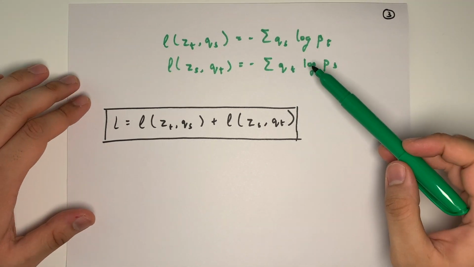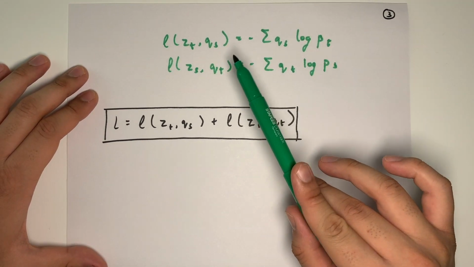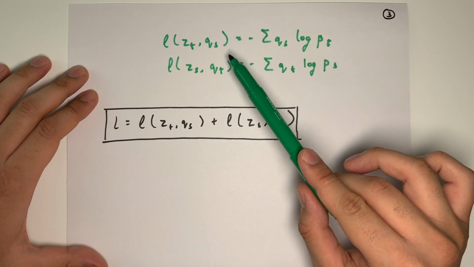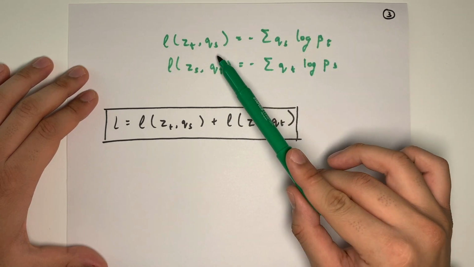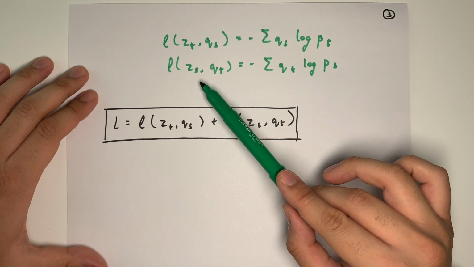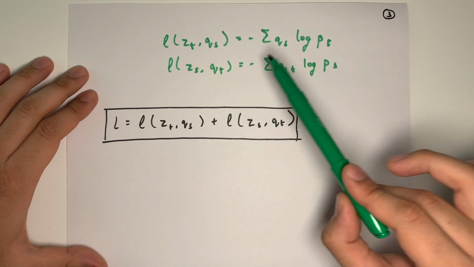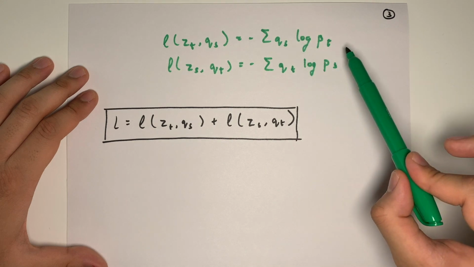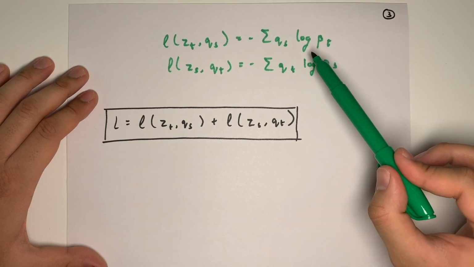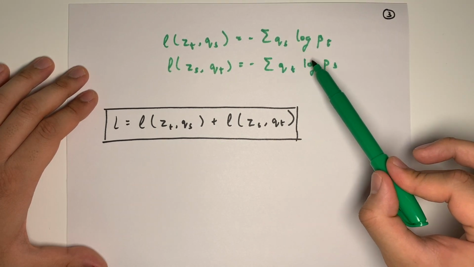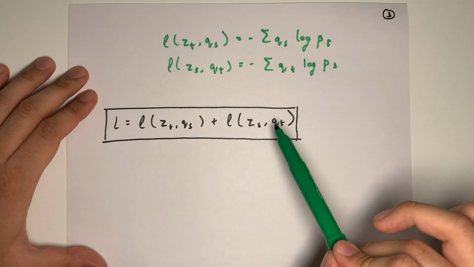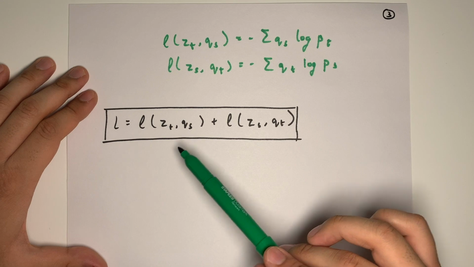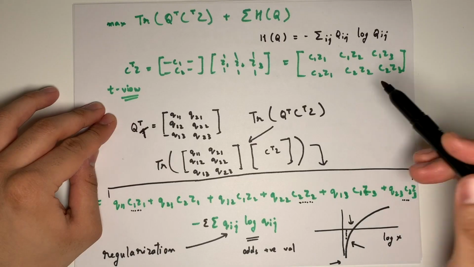So combining these ideas together, we use Zt to predict the assignment of the other view, and hence Qs, and we use Zs to predict the other assignment Qt. And these are the two cross-entropy loss formulations. You have a summation over Qs log of Pt and Qt log of Ps. You add these two loss functions together to get the SwAV loss.